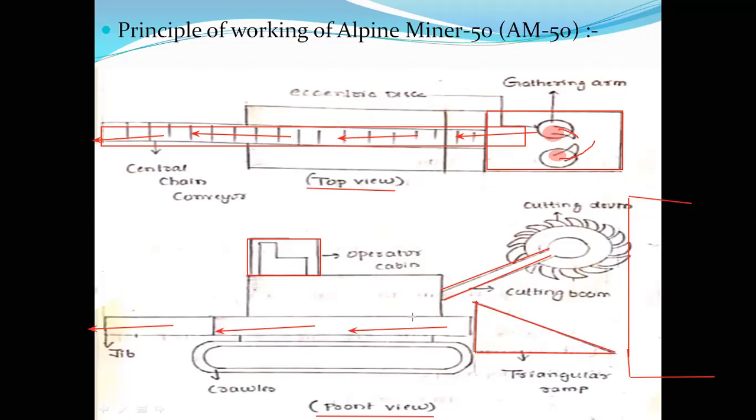So there is a centrally moving chain conveyor. Whatever material is cut by the cutting drum is gathered by the gathering arms, which in turn place the material onto the centrally moving chain conveyor. That is what it is. This is the centrally moving chain conveyor, and this is the other end of it.